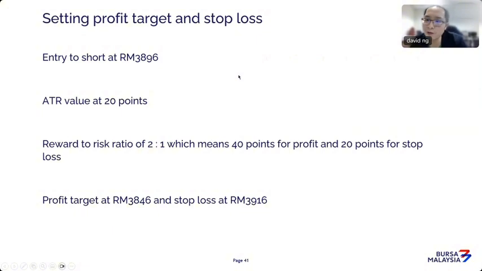So one way of using ATR is, if this entry is looking for you to short, enter a short entry at 3896. Your ATR value is 20 points. If you work on a reward to risk ratio of 2 to 1, that means you're looking at 40 points of profit and 20 points of stop loss. So you're looking at a profit target at 3846. Because you are shorting the market, your profit target is there, and your stop loss at 3916. So that's how you manage your profit target and your risk management based on the ATR value.